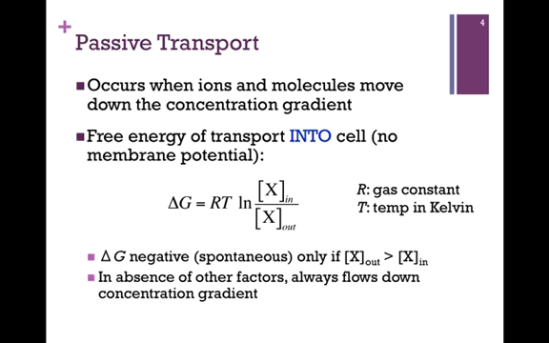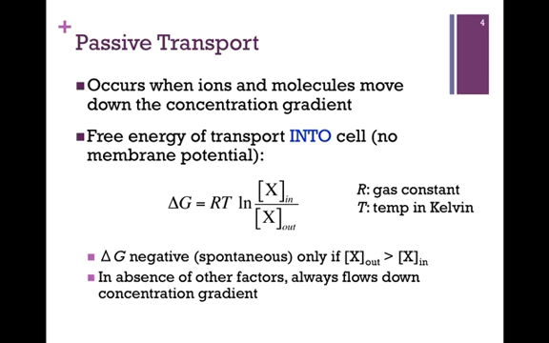Let's look at the thermodynamic expression for membrane transport. In this case, we're talking about passive transport, which occurs when ions and molecules move down the concentration gradient. And we want to look at the free energy of transport into the cell. Let's first of all exclude the fact that there is a membrane potential and look at that free energy change just as related to that difference in concentration, that concentration gradient across the membrane.